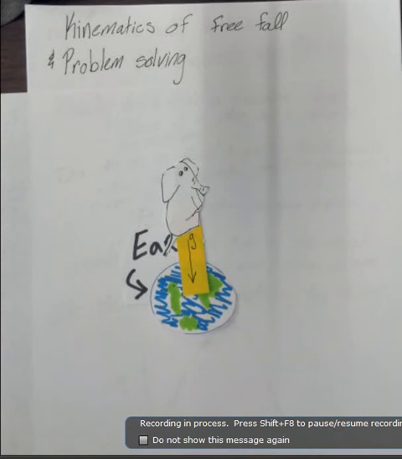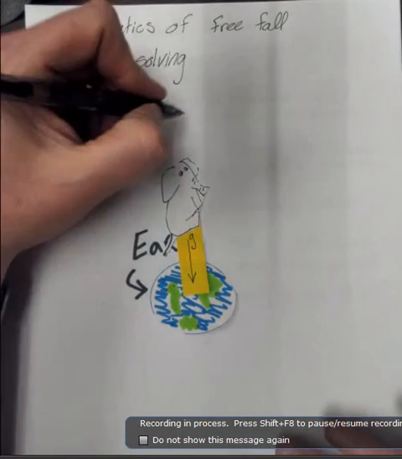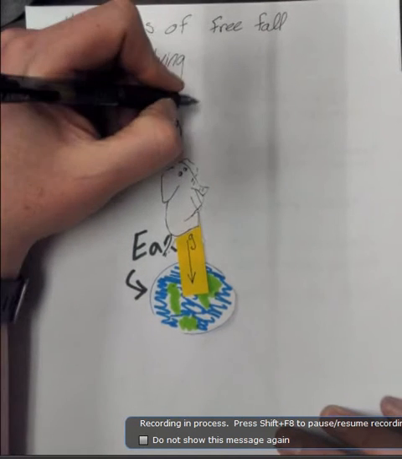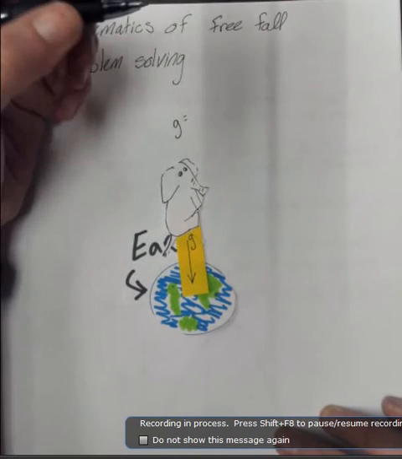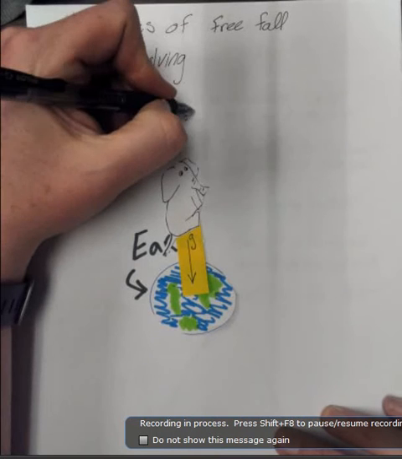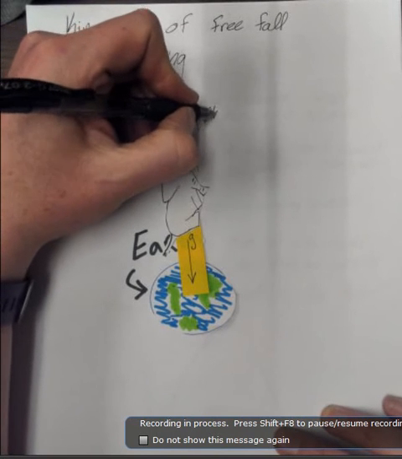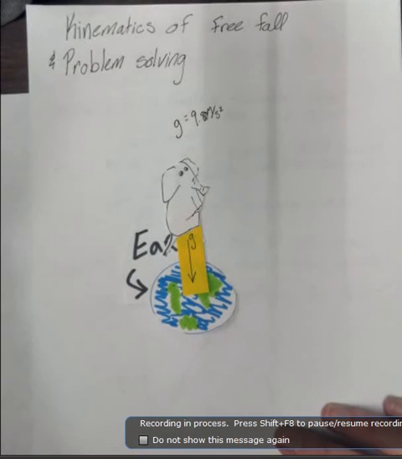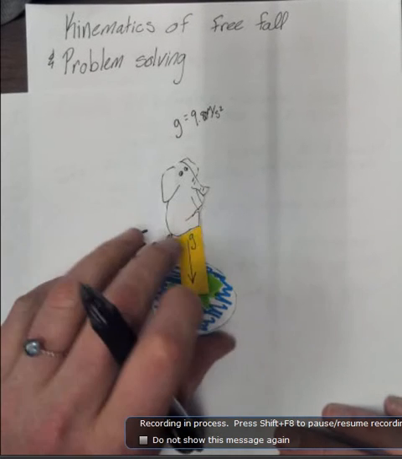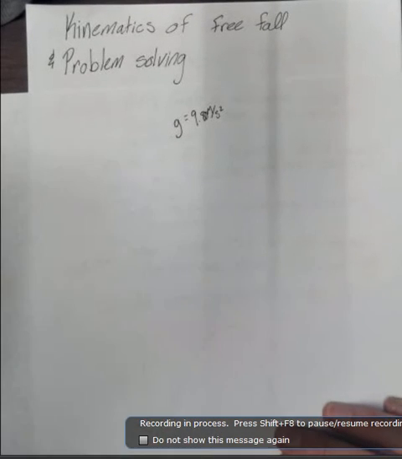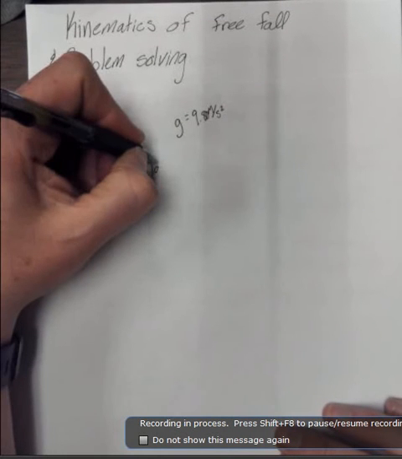So it'll always point toward the center of the Earth. Always, every single time. When we talk about acceleration due to gravity, when we talk about this g value, we talk about it as the gravity at the center of the Earth, which is equal to 9.8 meters per second squared.